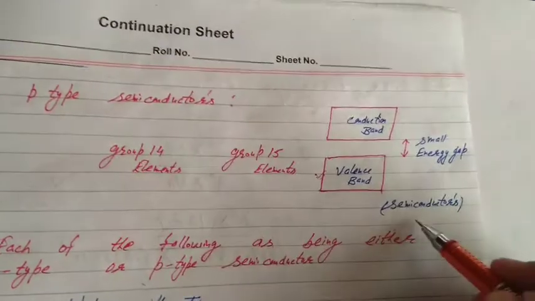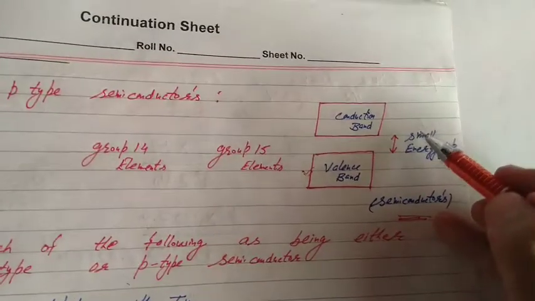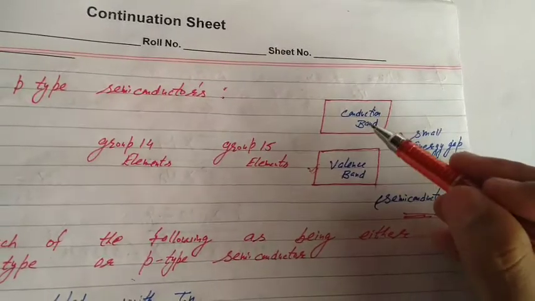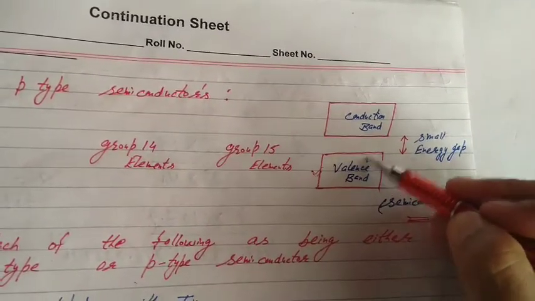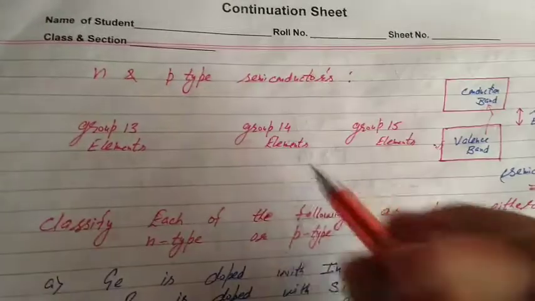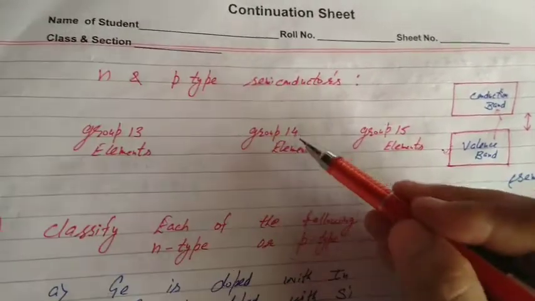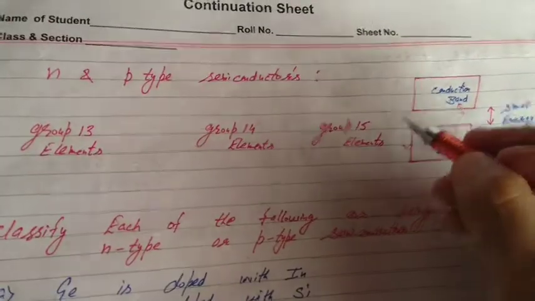What are semiconductors? In case of semiconductors, there is a small energy gap between valence band and conduction band. It means some of the electrons from valence band can jump into the conduction band. Now the topic is N and P type semiconductors. Students, based on the chemistry of group 13 boron family, group 14 carbon family and group 15 nitrogen family.